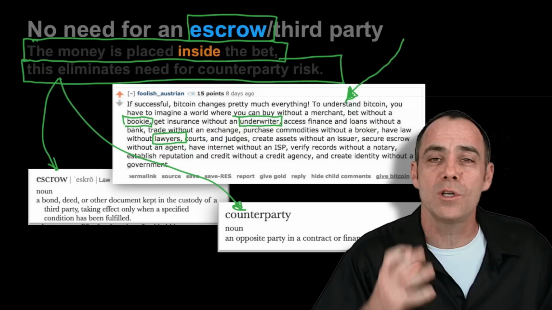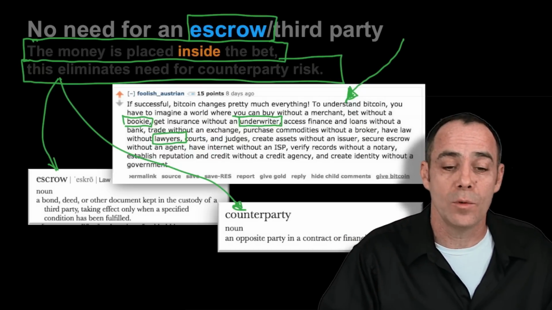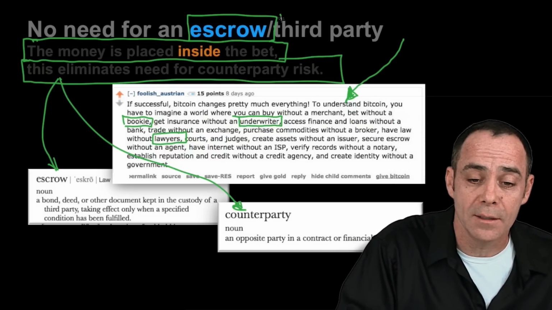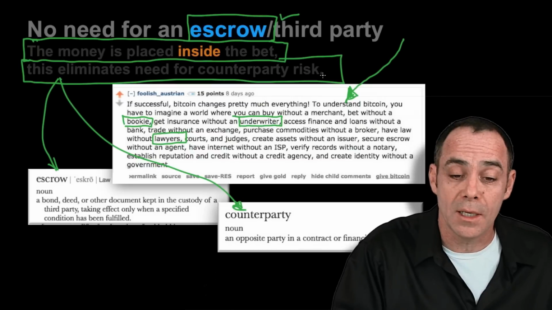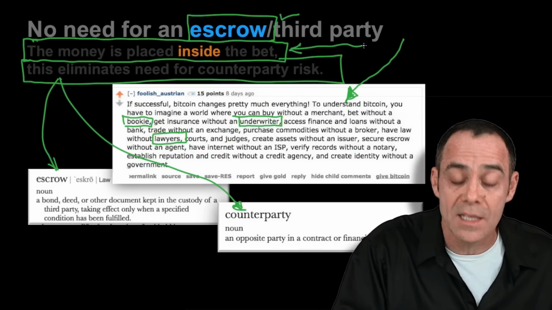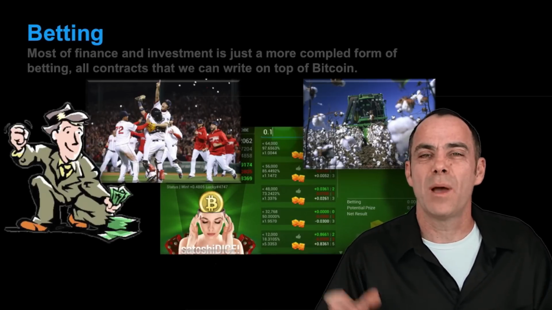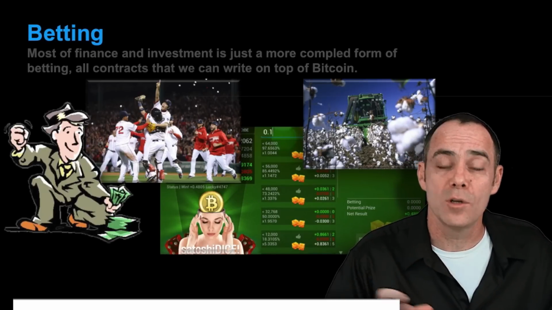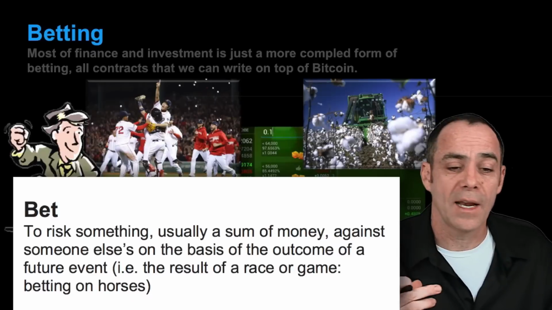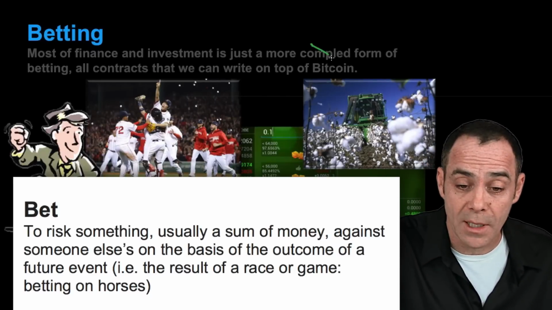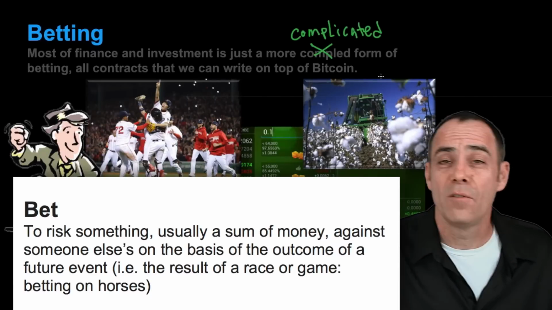This explosion of Bitcoin has everything to do with the elimination of this third party and elimination of this escrow and the ability to actually put value inside a bet. And a lot of people are probably watching this and go, well, what's so big about betting? I'm not a big bettor. Well, it turns out most of what we consider to be finance or investment is just a more complicated form of betting.